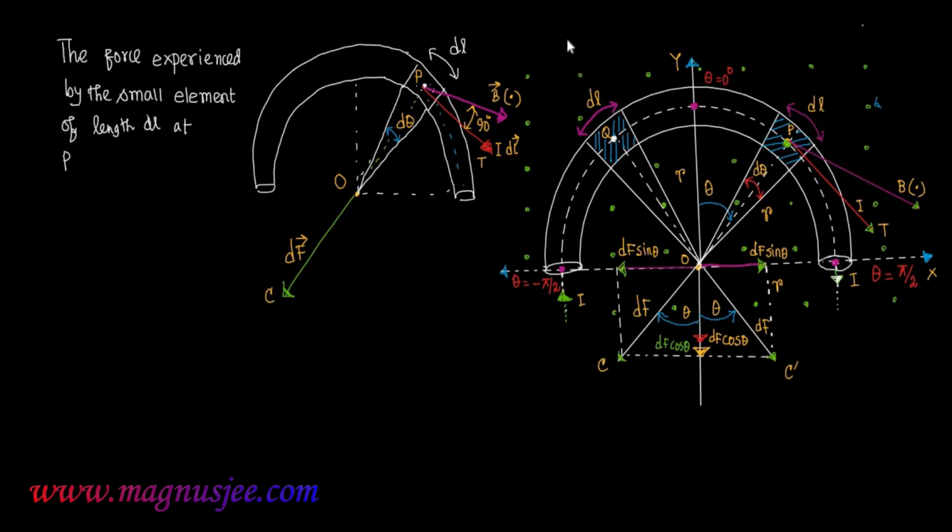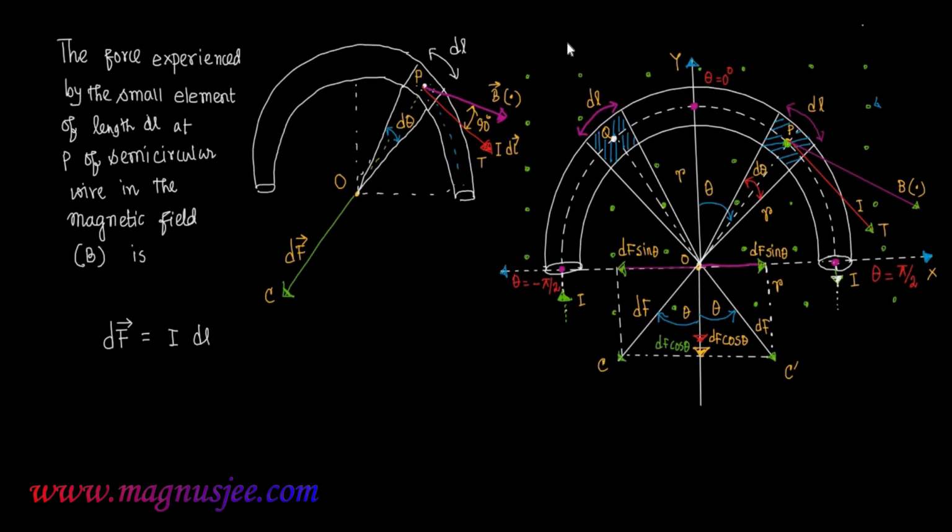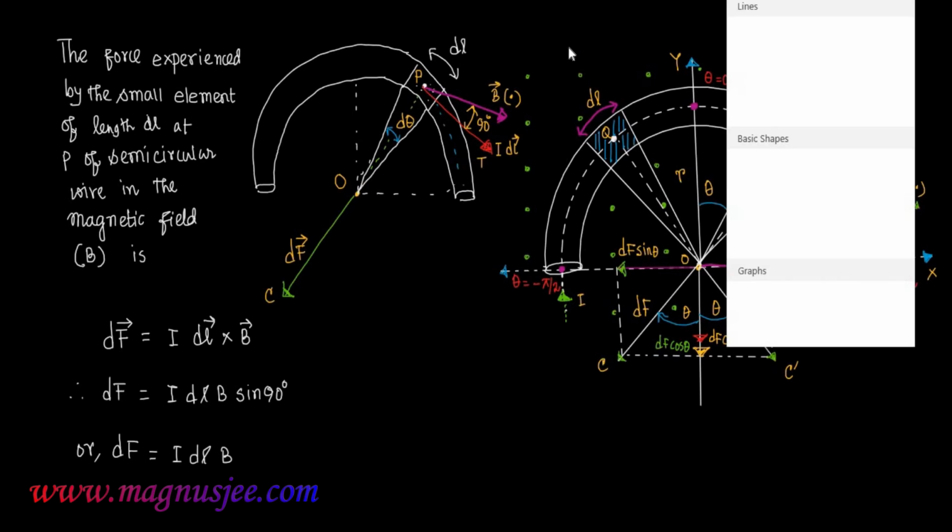The force experienced by the small element of length dl at the point P of the semicircular wire in the transverse magnetic field B, and this magnetic field B acts outwards, is given by vector dF equal to I vector dl cross vector B. Therefore dF, that means the magnitude of the force, is I dl B sin 90 degrees, because the magnetic flux density is perpendicular to the length of the semicircular wire. Therefore dF is equal to I dl B.